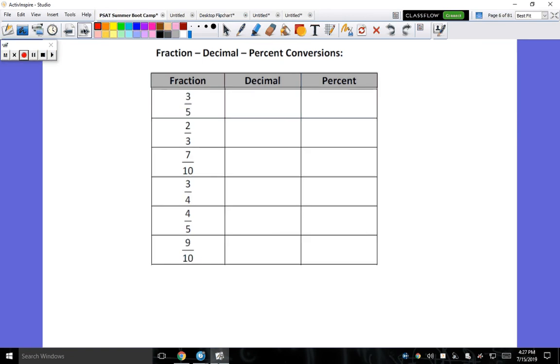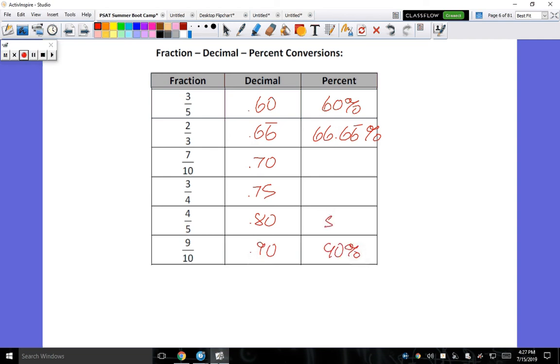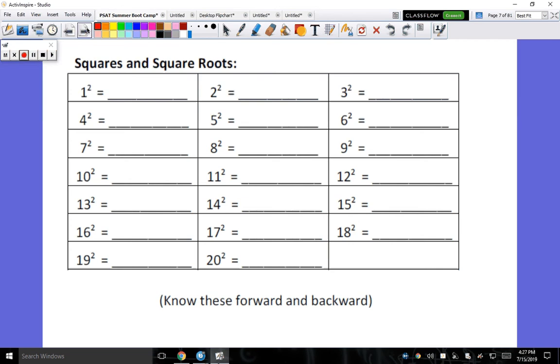All right. One more. 3/5. 0.6. Otherwise, 60%. 2/3. Yep, 0.66 continuous, otherwise 66.66% continuous. 7/10? 0.7. Let's keep going straight down. 0.75, 0.80, 0.9. And these are easy because you can just move the decimal 2 to the right and write them as percentages. Just to make sure we're good with this, this has to be locked down.